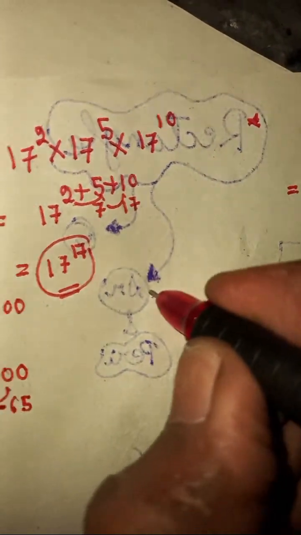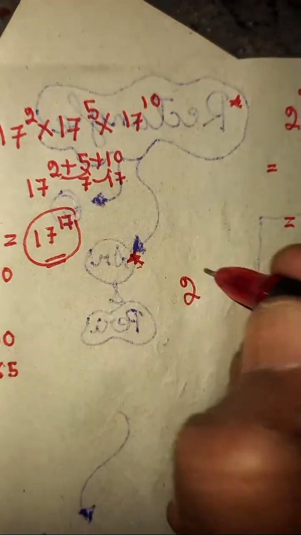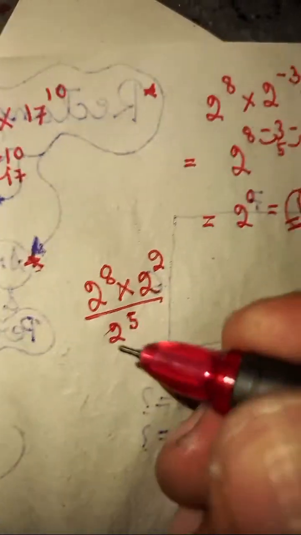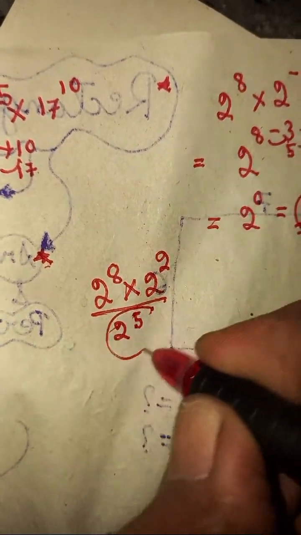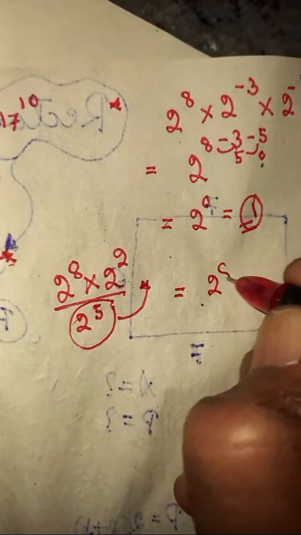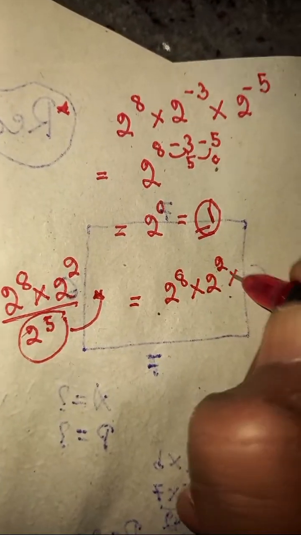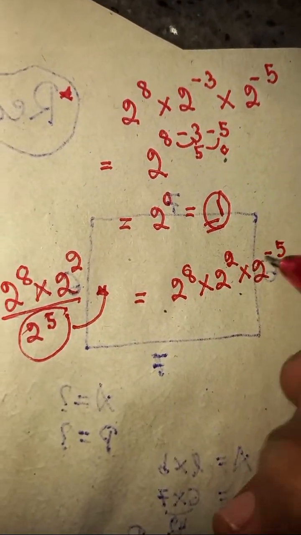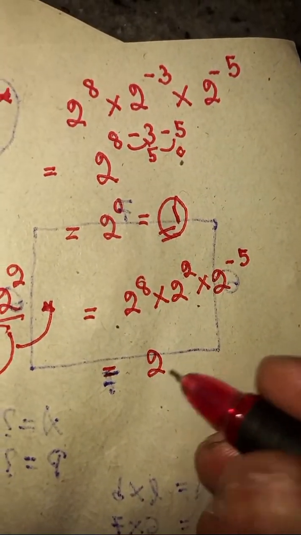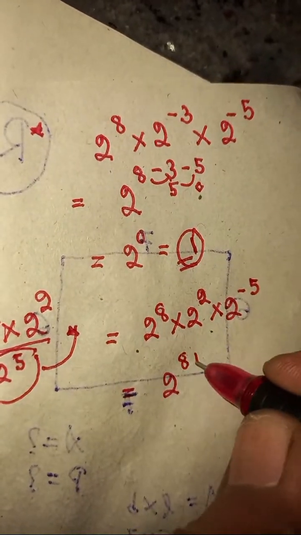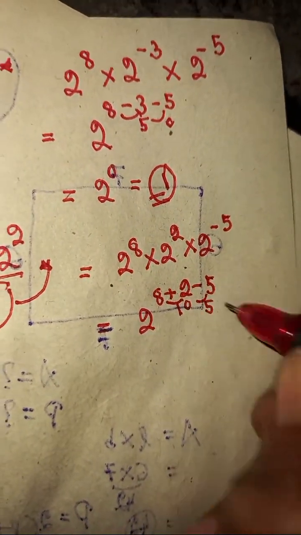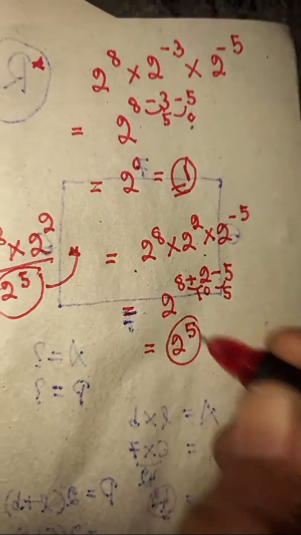Now let's take one more problem. Here they give 2 power of 8 times 2 square divided by 2 power of 5. If you take this 5 from the denominator to the numerator, the power becomes negative. That is 2 power of 8 times 2 square times 2 power of minus 5. Now 2 is the common base, so take 2 as the common base and add up the powers. 8 plus 2 minus 5: 8 plus 2 is 10, 10 minus 5 is 5. So 2 power of 5.